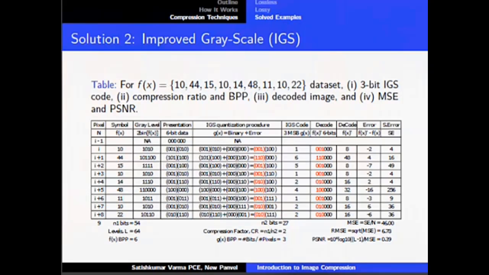As input is 6 bits, there are 9 pixels in the image. N1 is 6 into 9 equal to 54 bits. Also, as input is 6 bits image, IGS performs 50% quantization. N2 is 6 into 9 upon 2 is 27 bits. Compression factor is equal to N1 upon N2, which is 2. MSE is 46 and PSNR is 39.